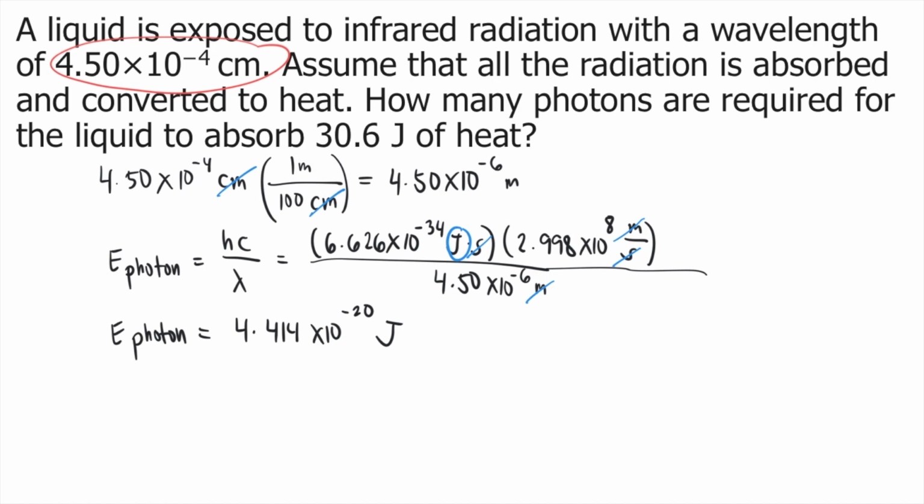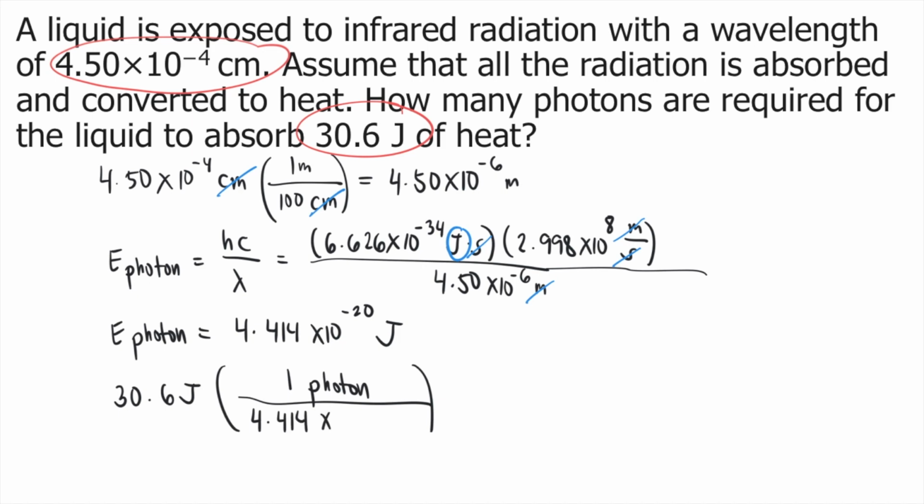we are required 30.6 joules of heat. So how many photons has the energy of 30.6 joules? So to solve that, we have 30.6 joules, and we know that one photon has the energy of 4.414 times 10 to the negative 20 joules. So as you can see, the joules cancel out, and our remaining unit is photon.